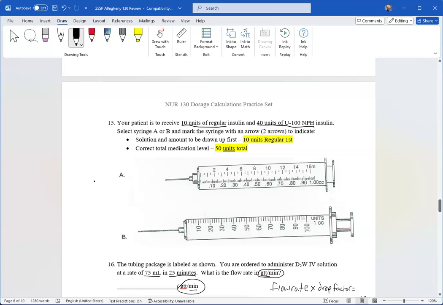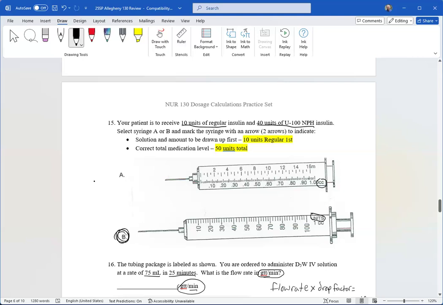Okay. So the first thing it says is select syringe A or B. Okay. So if I'm looking at my syringes A or B, the only units I see on here are CCs, but the units I see here, I do see CCs, but I also see the actual units, which is what insulin is measured in. Okay, so insulin is always going to be administered in units. It's never going to be, at least from my knowledge, even for patients, it's not going to be measured in milliliters. It's going to be measured in units. So I'm going to choose syringe B, and I'm going to mark it.